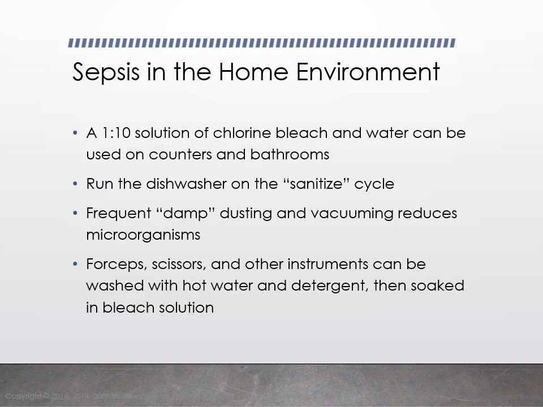Sepsis in the home environment. So now we're switching over to the home environment. A 1 to 10 solution of chlorine bleach in water can be used on counters and bathrooms. We want to run the dishwasher on the sanitize cycle. Frequent damp dusting and vacuuming reduces microorganisms.